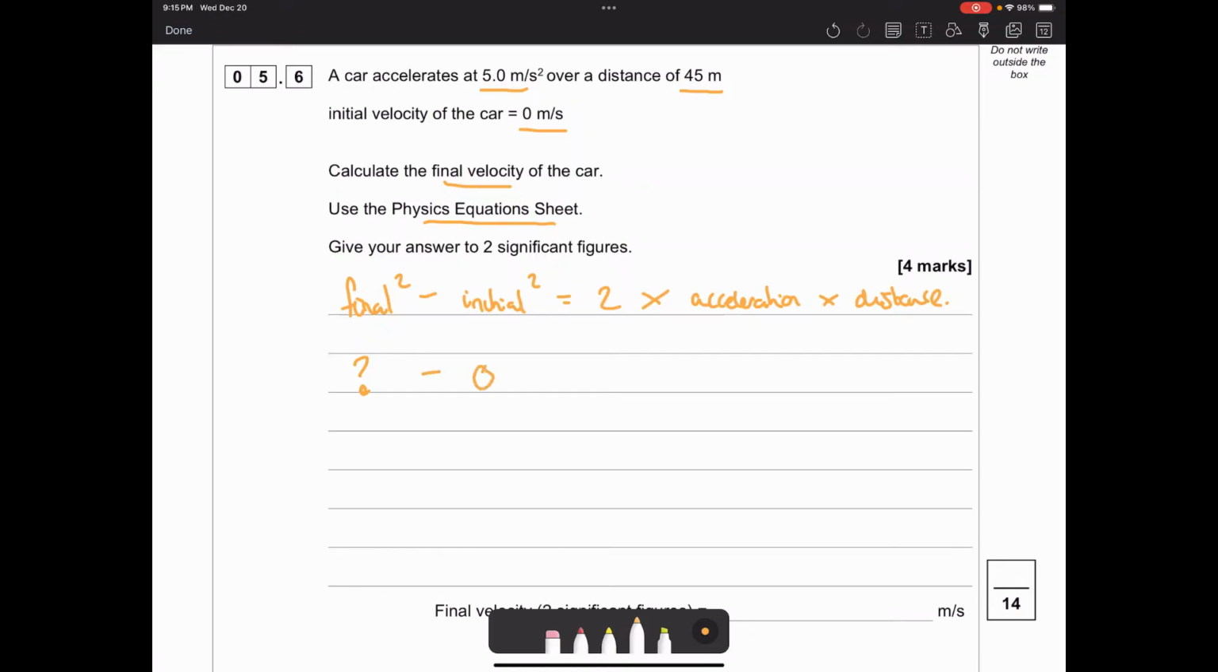Minus the initial velocity, which was 0 squared, 2 times the acceleration, which is 5, times the distance, which is 45. If you get to that stage, you get 1 mark just for putting in the numbers. What you can then do is rearrange it, if you need to. First of all, 0 squared is nothing. So your final velocity squared minus nothing is just the same, equals 2 times 5 times 45.